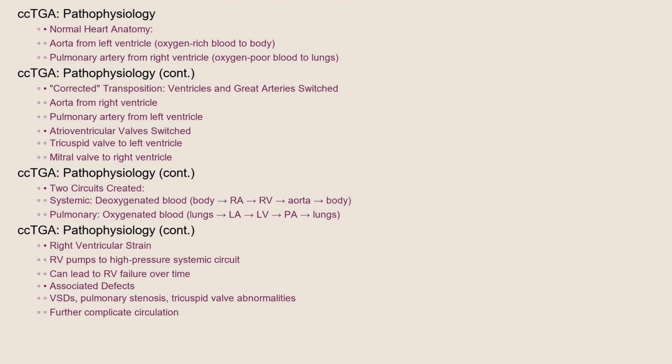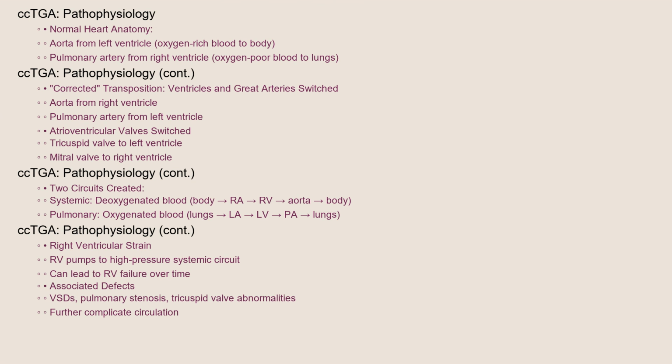But here's the corrected part. The atrioventricular valves, the tricuspid and mitral valves, are also switched. The tricuspid valve is connected to the left ventricle, and the mitral valve to the right ventricle. This creates two circuits, one where oxygen-poor blood flows from the body to the right atrium, to the right ventricle, then to the aorta and back to the body, and another where oxygen-rich blood flows from the lungs to the left atrium, to the left ventricle, then to the pulmonary artery and back to the lungs.